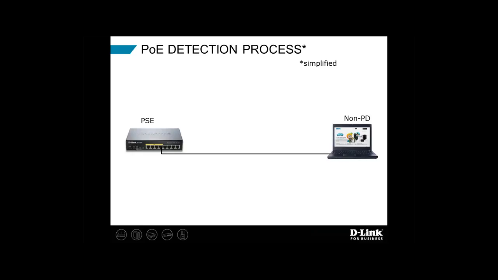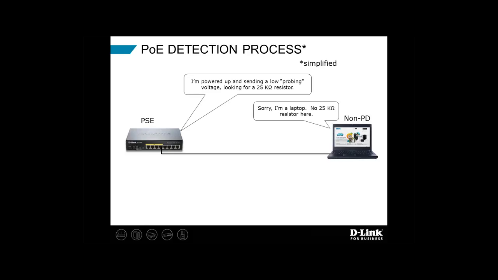Now, my laptop is not a valid PoE device, and I certainly don't want to blow it up with 50 volts of DC power. So when I plug in a PoE switch to my laptop, same thing. He's looking for that 25 k ohm resistor by sending out a low probing voltage, and my laptop doesn't have that resistor. So he says, sorry, I don't have that. You're not going to find that here.